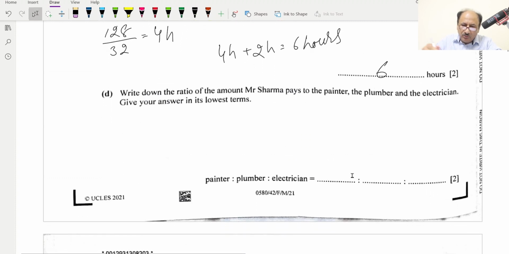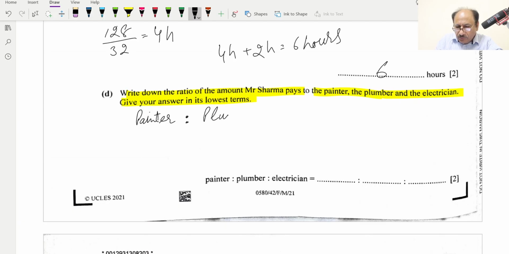Then they are saying write down the ratio of the amounts Mr. Sharma pays to the painter, the plumber and the electrician. Give your answer in its lowest terms. So now the amount paid to the painter, so we can write here painter, then plumber, and the third one is electrician, so I will write here electrician.